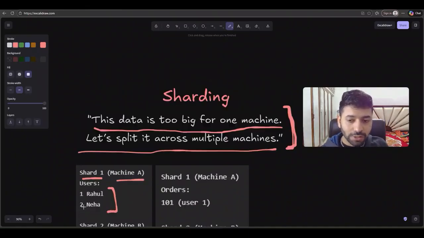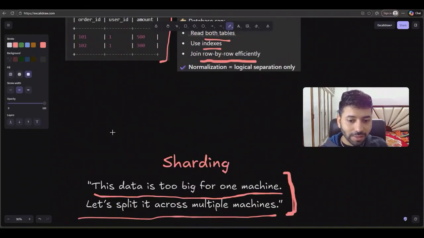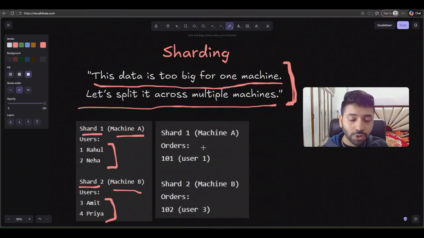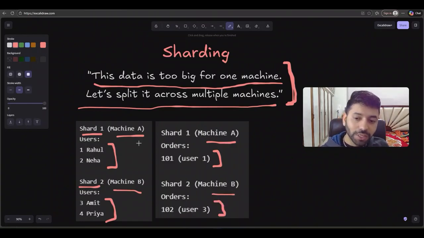So this was about the users table like we saw here. Similarly for the orders table we may need to do the sharding. So machine A will have orders like this, and machine B will have some other orders like this. Okay, so this order is for user 1 and this order is for user 3, correct? But clearly you can see these are on different machines now.